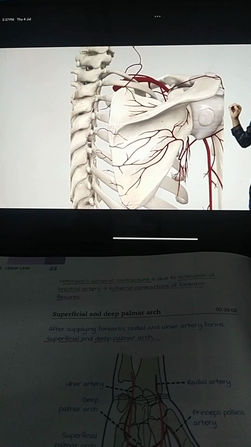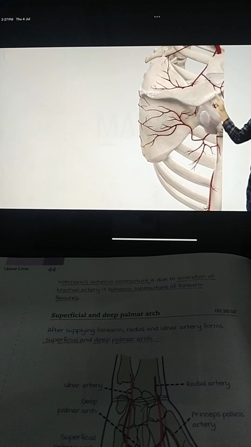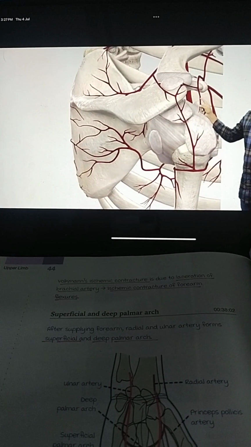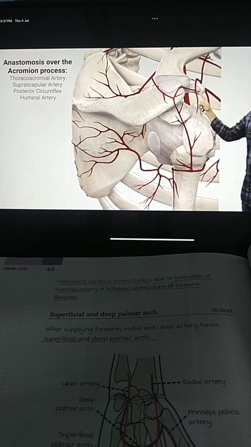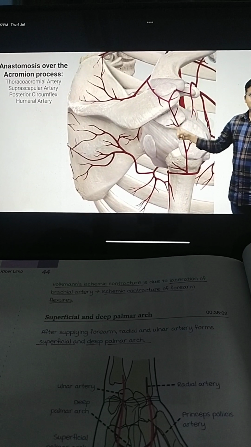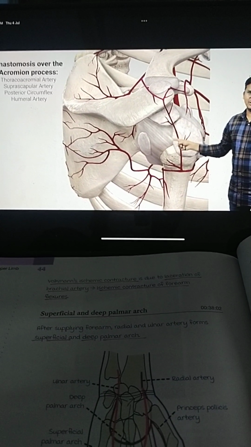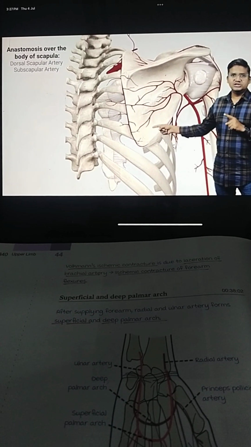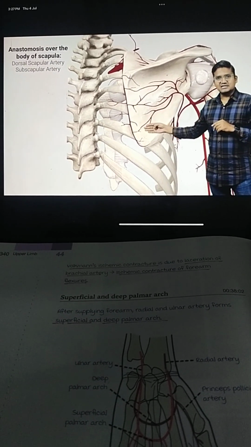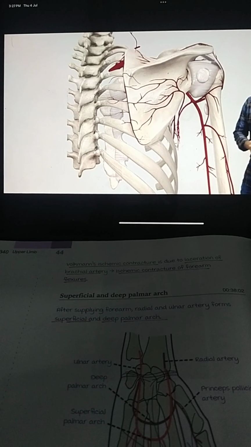Okay, right. Now over the acromion process, you are seeing the anastomosis. That is a contribution from the thoracoacromial artery, a contribution from the suprascapular, and a contribution from the posterior circumflex humeral. Now over the inferior angle, two arteries are anastomosing with each other. What are those? The dorsal scapular artery and the subscapular artery. Right. That's all about the axillary artery anastomosis.